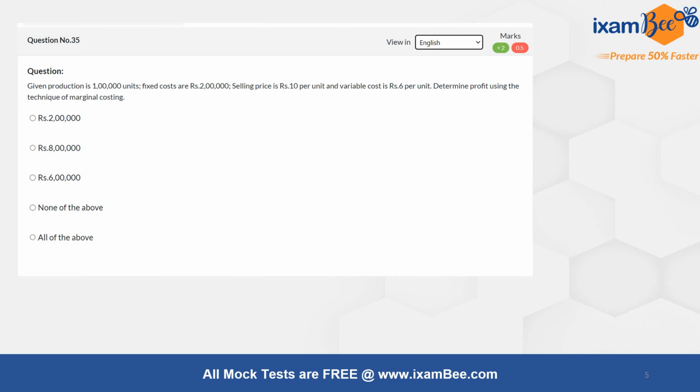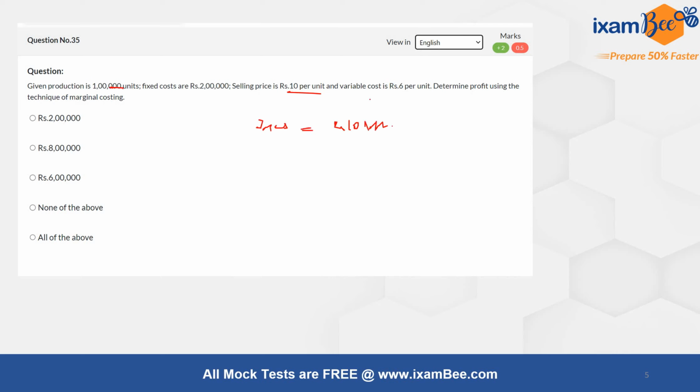The approach here is to know the actual sales revenue and subtract from it the total cost. So the sales revenue is your number of units produced, because nothing has been mentioned, so it is assumed that all the units that have been produced have also been sold. So 1 lakh units at 10 rupees per unit, which gives you the sales of 10 lakh.